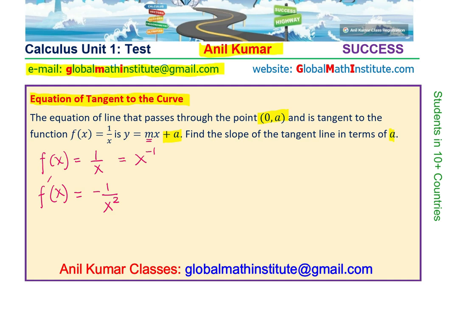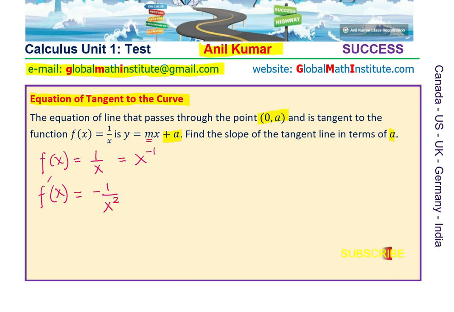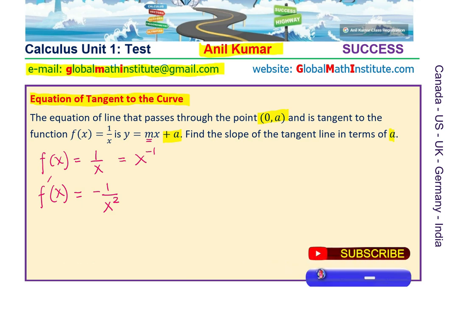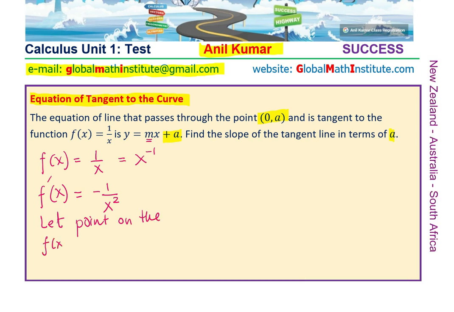Perfect. Now, the key idea here is that we do not know the point on the curve, right? So, what could be that point? This is what we are looking for. So, we'll assume, let a point on the curve, you can say f(x), be what? So, we have to give some value.